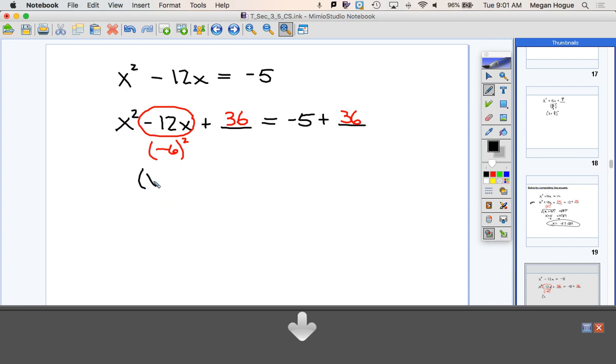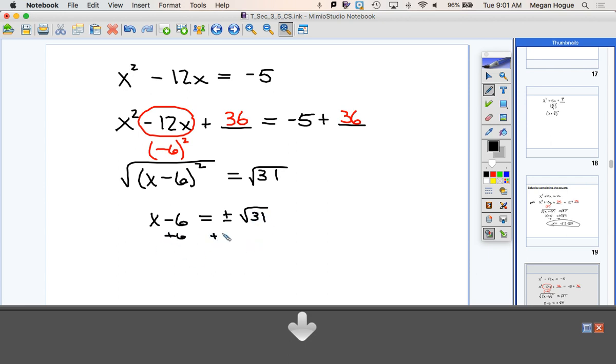So my binomial is going to be x, I use that negative sign, x minus 6 squared. Negative 5 plus 36, 31. Once we get here, hopefully we're like, oh man, we've been doing these problems for a while. I'm good to go. Square root both sides. You're going to find probably a lot of these aren't really ones we can simplify. This one isn't. Square root of 31. Add the 6 over. 6 plus or minus the square root of 31.